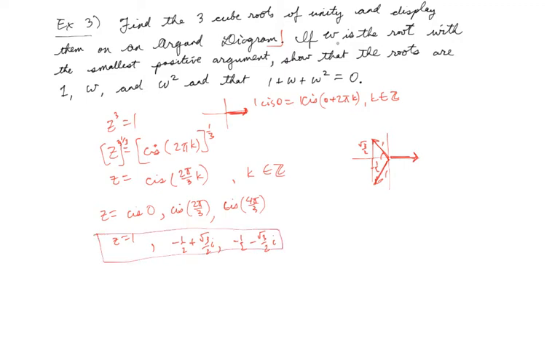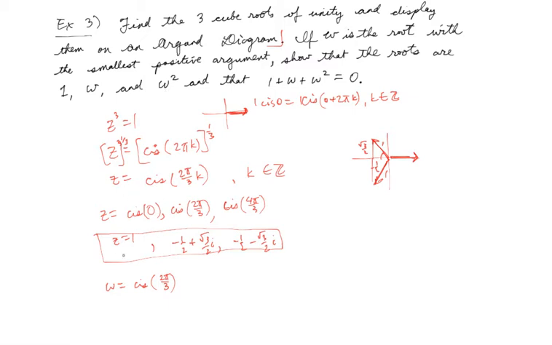And now we have to find the second part. So if w is the root with the smallest positive argument, which one has the smallest positive argument? Okay, so we're not looking at the Cartesian form anymore. We're looking at the polar form. This one does not have an argument that's positive, so it's got to be this one. So let's say w is equal to cis of 2 pi over 3. Okay, if this is the case, show that the roots are 1, w, and w squared.